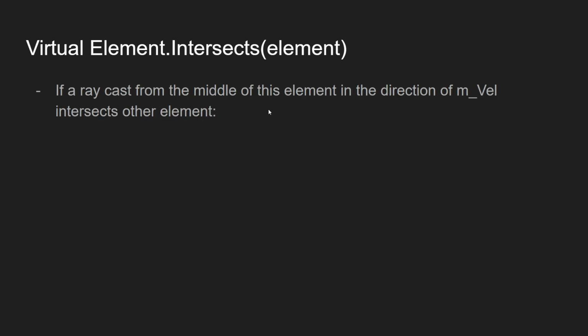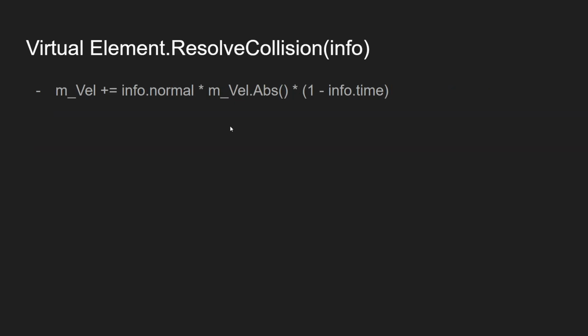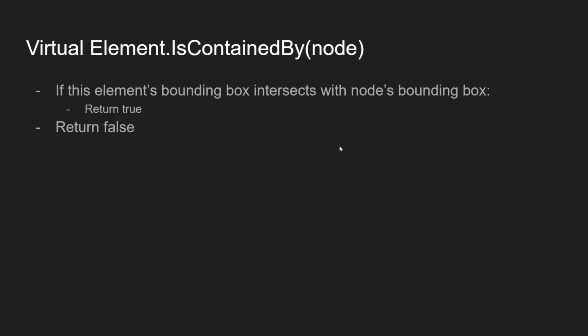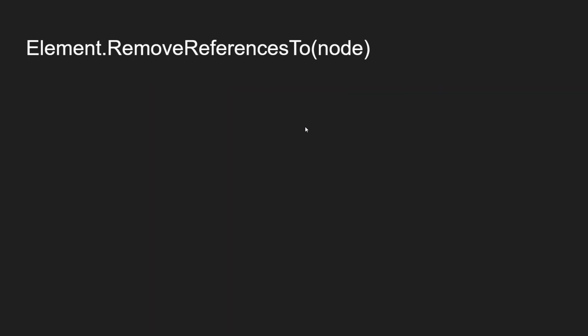Now we have this virtual element's intersect. For us, again, we're doing rectangles, so if a ray cast from the middle of this element in the direction of mvel, our velocity, intersects the other element, we'll return true, otherwise we return false. And this is just the exact same thing we have in our main function right now. Then resolve collision, we just have this sort of hacky, terrible equation that I used because I don't know linear algebra well. And that just scales our velocity according to the direction we're coming at the object from. Is contained by is also very simple because we're just using non-rotated rectangles and we're checking if it's contained within a square, a non-rotated square that is a node in our quad tree. We'll just have a simple method for that.